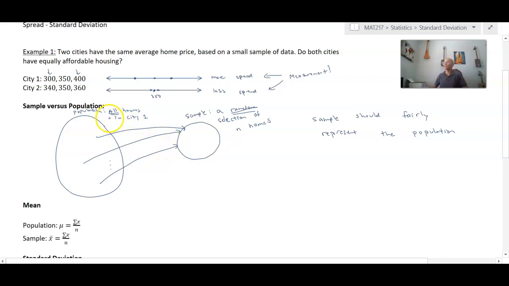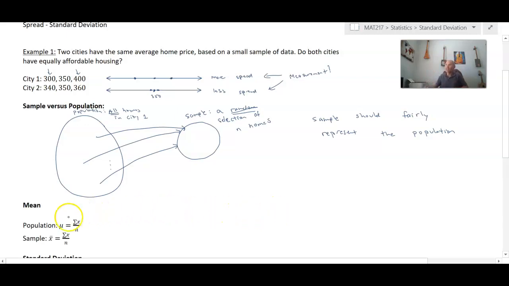So in this example, if we want to make a conclusion about all homes in City 1, then our sample should be a random sample from all of the homes in City 1. If the population that I'm trying to describe is my classroom, then my population is the set of all students in my classroom. However, if I'm trying to describe all students at the college, and I just select 30 of those students, well, now my sample is a smaller subset of all students at the college.